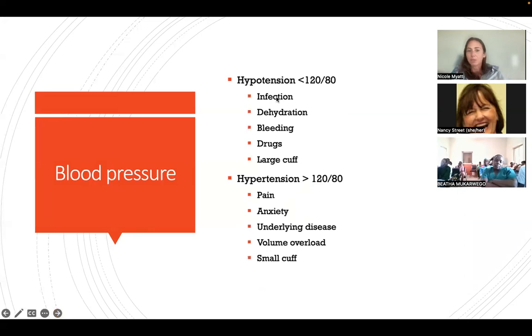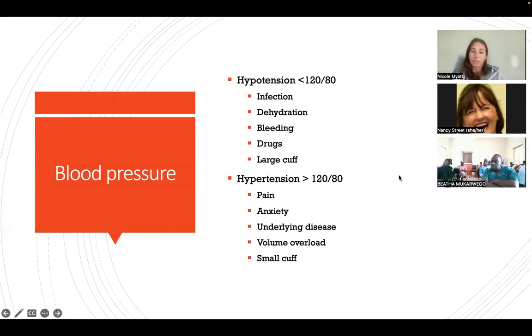So what are some of the things we kind of talked about? Hypotension: dehydration, bleeding, certainly sedative drugs, and then just the size of the cuff. This goes back to best practices at the beginning. Was the blood pressure cuff the right size? If it's too small, you're maybe going to get a false high. If it's too large, then you could potentially get a false low.